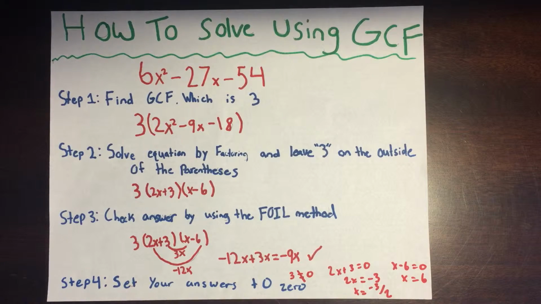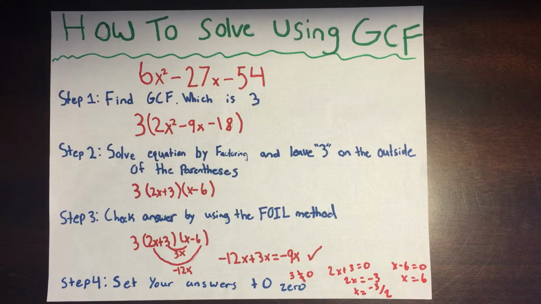How to solve using GCF. We'll be using the equation 6x squared minus 27x minus 54. The first step you'll want to do is find the GCF, which is 3. Then you'll rewrite the equation to be 3 times the quantity of 2x squared minus 9x minus 18. Next, you'll solve the equation by factoring and leave the 3 on the outside of the parentheses. You'll get 3 times the quantity of 2x plus 3 times the quantity of x minus 6.